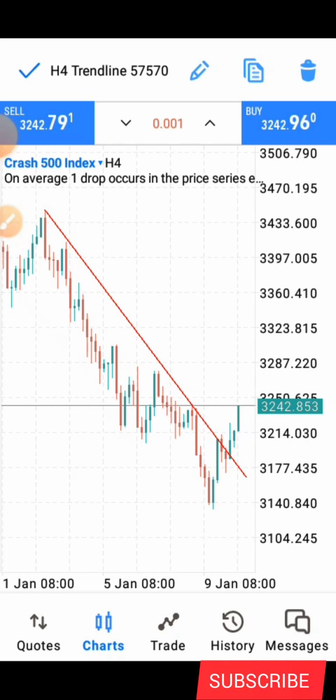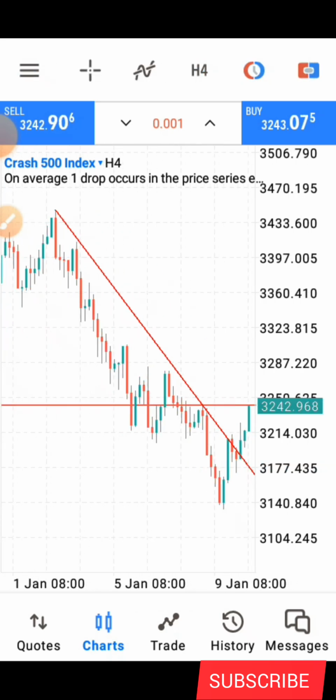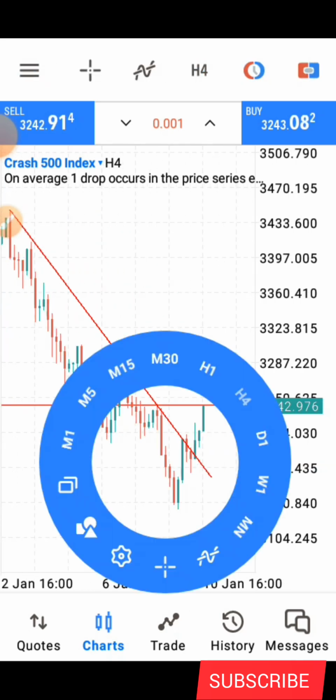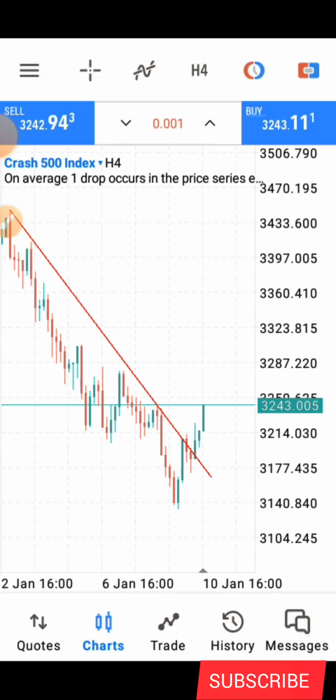But I can see some obstacles. Alright, what I mean by obstacle is that there are some support and resistance zones that might make the price still go down. Alright, so let me identify that. So the first zone here, let me first of all mark it using my support and resistance horizontal line.